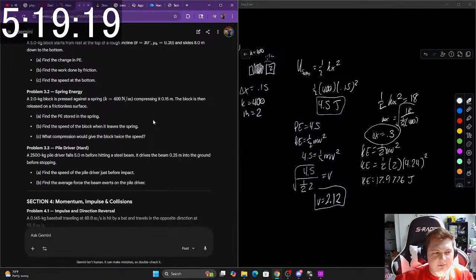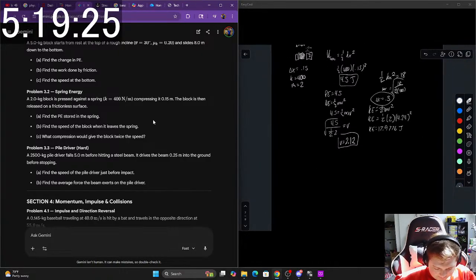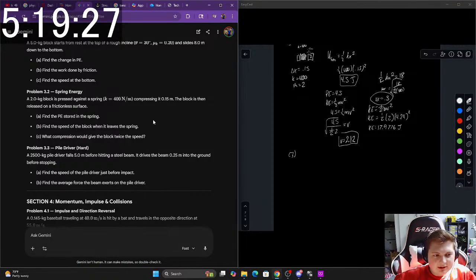Oh, double the compression. Duh. Double the compression, double the speed. That's just how it works, innit? But doesn't hurt to go back through again. Problem 3, pile driver.